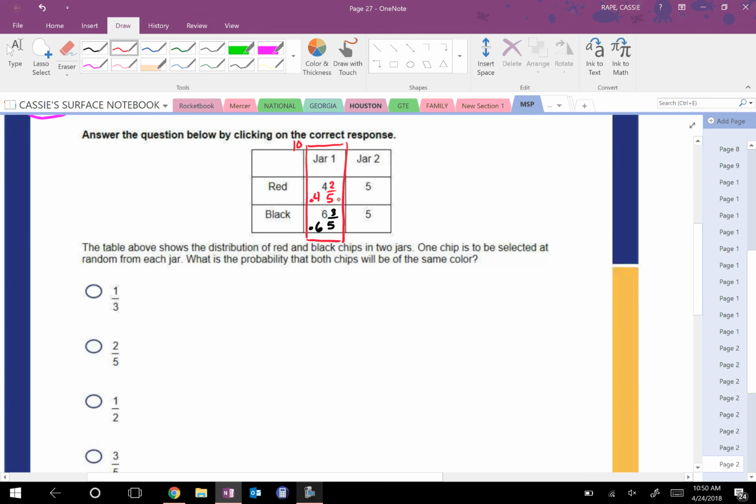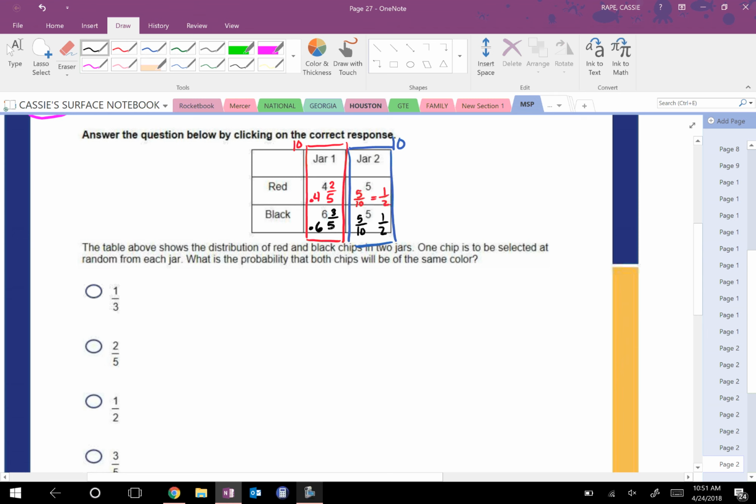Then I'm going to do the same thing for jar 2. There's still a grand total of 10, but in jar 2, it's actually a 50-50 chance. So this is 5 out of 10 for red in jar 2, and 5 out of 10 is the same as 1/2. And then for black, it's also 5 out of 10. So that's 1/2 as well. So each of these has their own probability.